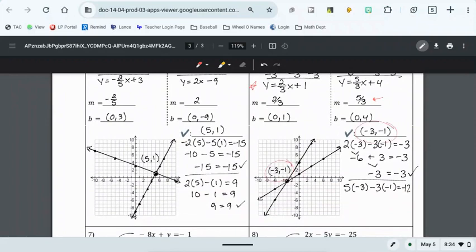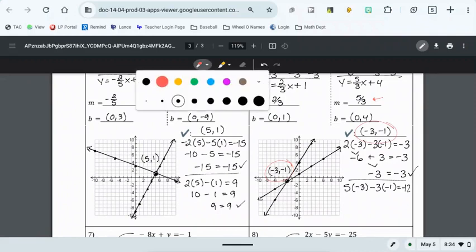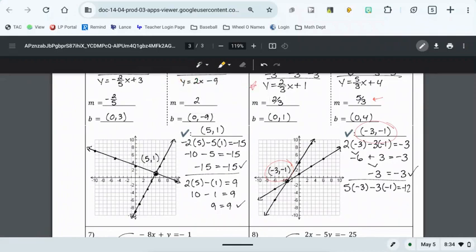And through my checking process, it looks like it works out, but I actually didn't finish checking this. So let's do that. -15 plus 3 equals -12. So that checks out. -12 is -12.